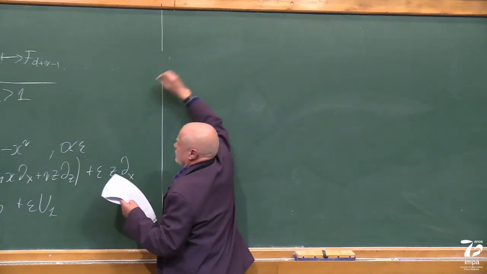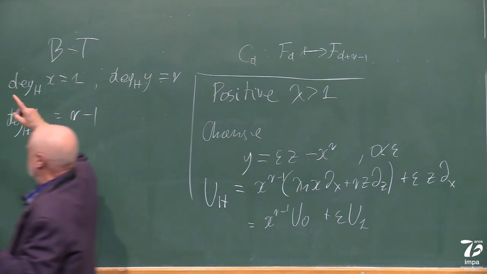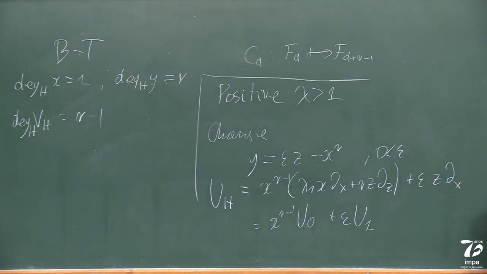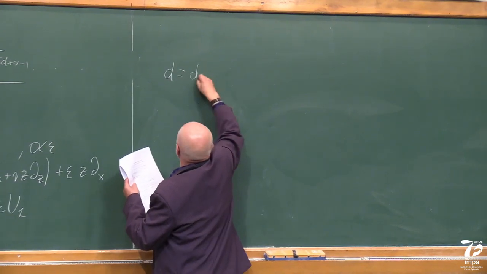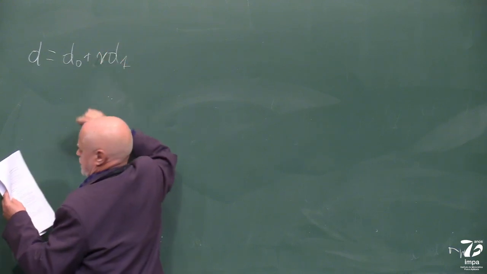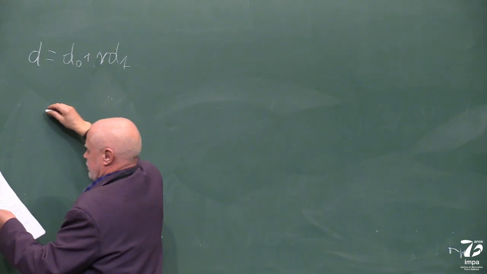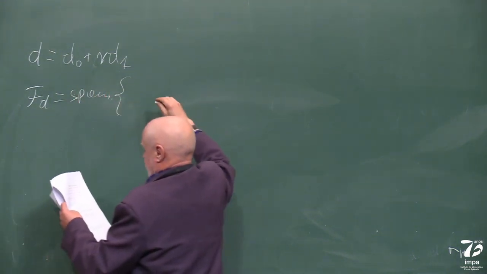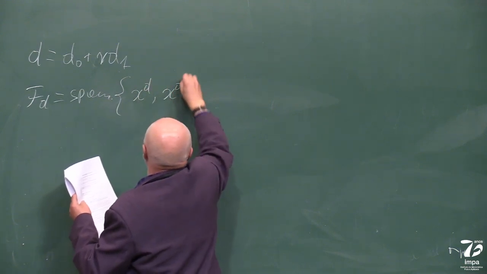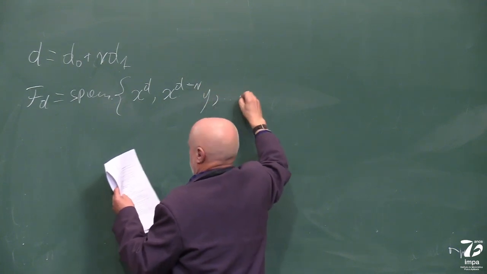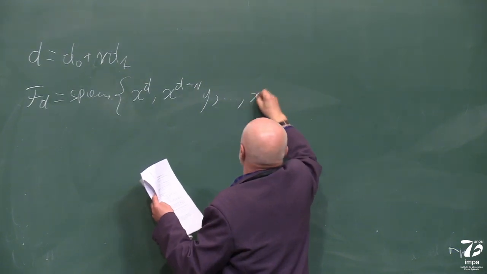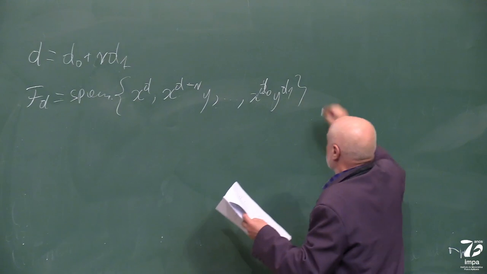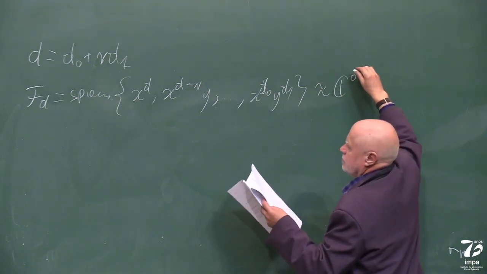Now, lambda is positive, so we are not in the case of the generalized cusp, when r is half integer. Anyway, we have the following. D would be just d0 plus r d1. And FD is spanned by the following functions: x to d, x to d minus r y, and x to d0, y to d1. So it is of dimension d1 plus 1.